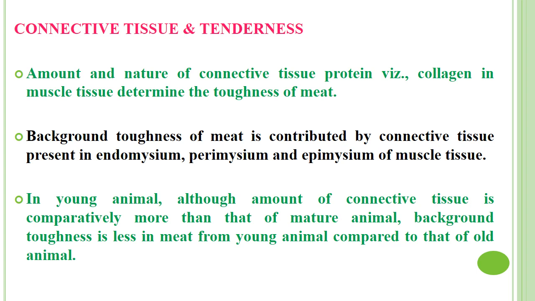Now in a young animal, although the amount of connective tissue is comparatively more than in a mature animal, the background toughness is less in meat from a young animal compared to an old one. This is because as age increases, the nature of collagen changes, and it forms more cross linkages and becomes tougher, more insoluble. The collagen becomes more insoluble with the formation of more cross linkages. So after cooking, in a young animal this collagen is easily converted to gelatin, whereas in an old animal it is not so easy. So collagen from the connective tissue plays an important role in tenderness.